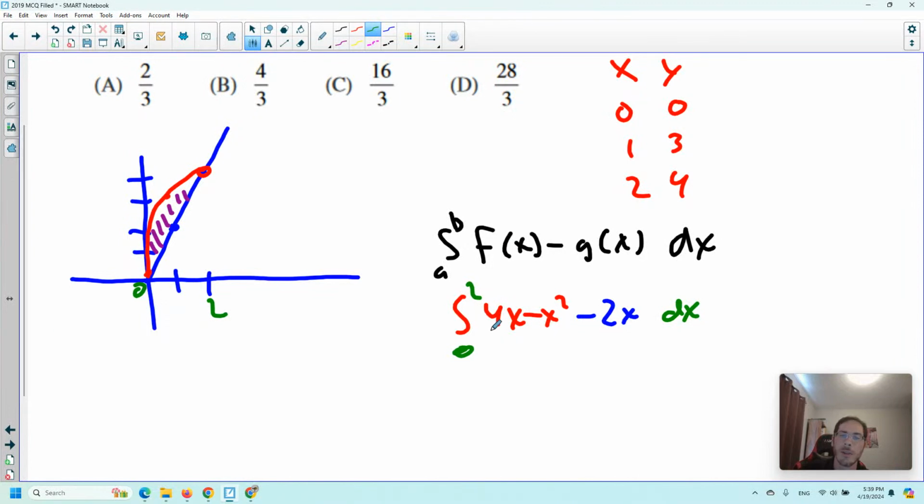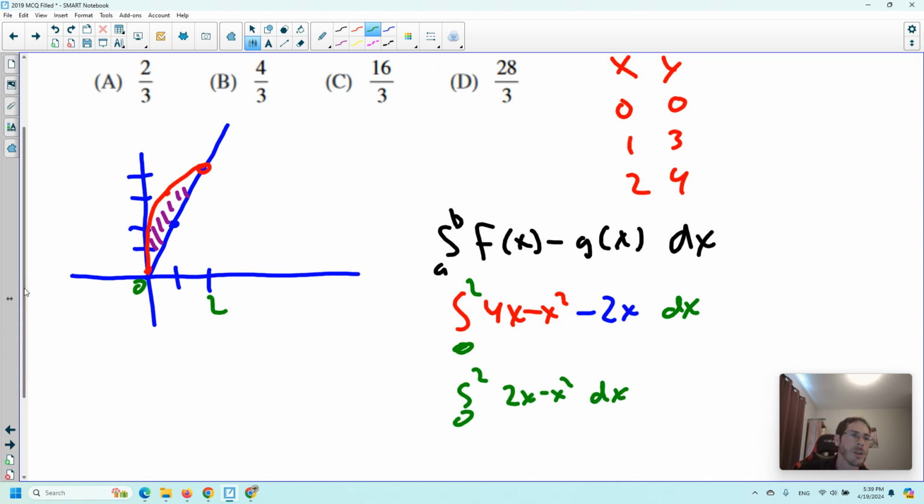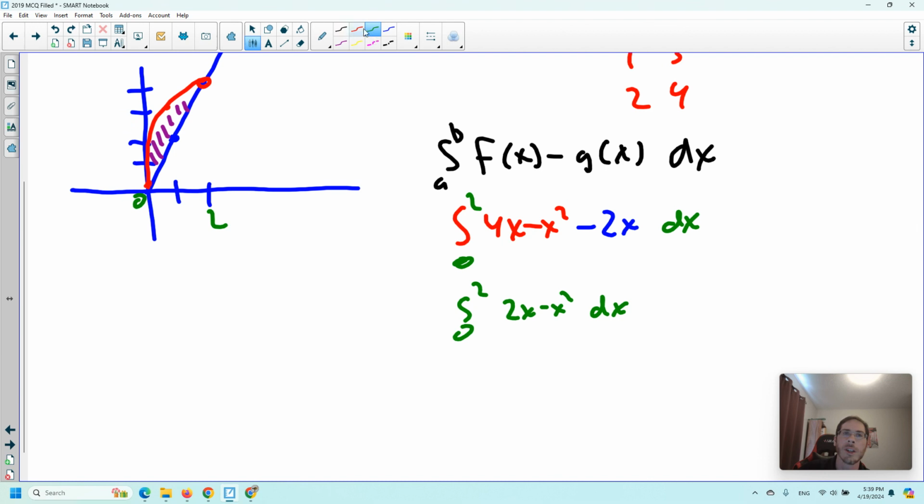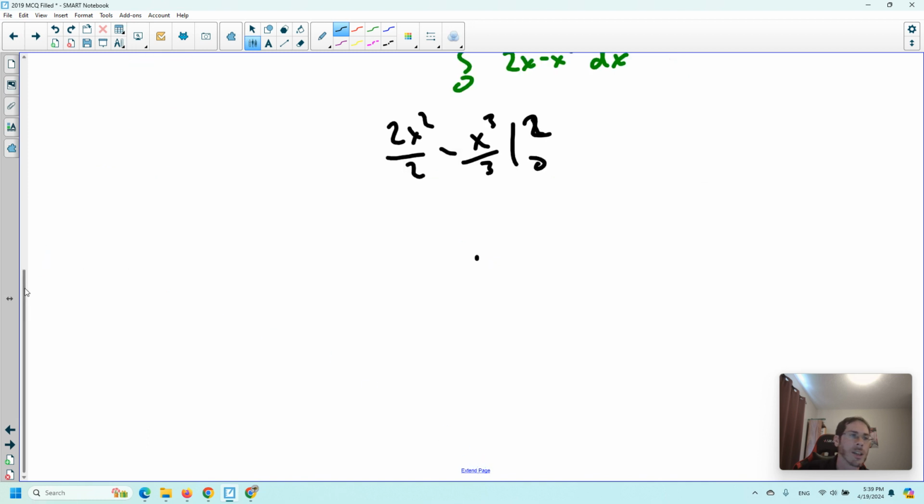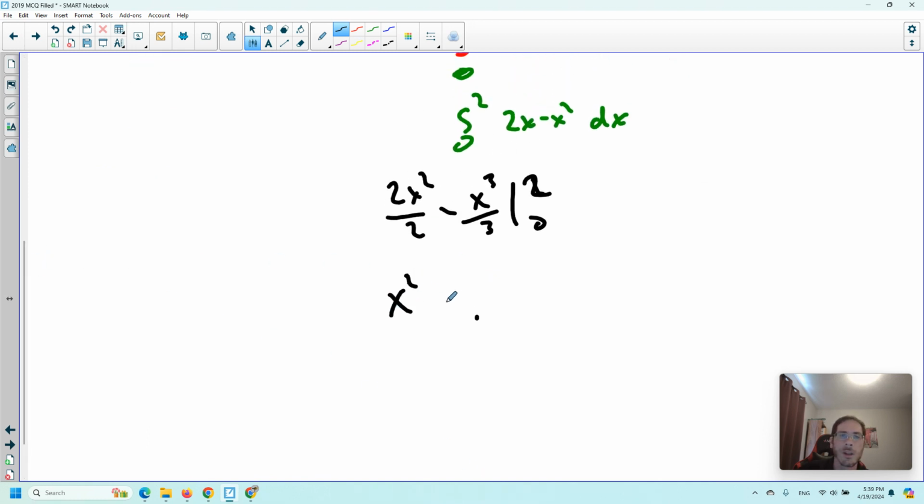This is not too bad of an integral. It's a power rule. I'm going to prefer to simplify at first. So 2x minus x squared. But you can just take the power rule at this point right now if you want. So we power rule it. 2x squared over 2 minus x to the third over 3 from 0 to 2. I don't like those 2's there, so I'm going to go ahead and cancel those 2's out. x squared minus x cubed over 3 from 0 to 2.